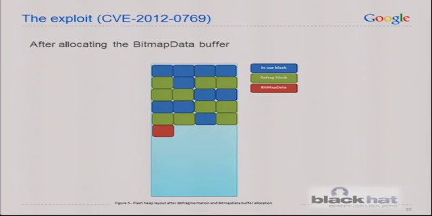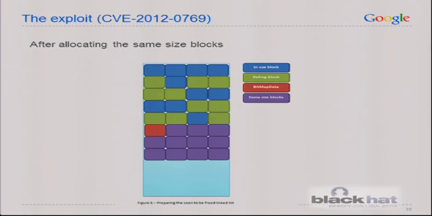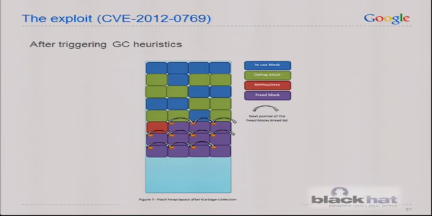Later on, I allocate the object that I'm going to use for the vulnerability. Again, the object contains a BitmapData buffer, and I'm going to perform the histogram on that BitmapData buffer. What I'm going to do is allocate same size blocks after the BitmapData buffer, and I'm going to trigger a heuristic on Flash to free those blocks. Remember, I'm looking for processes where I can reliably allocate memory, reliably free it, allocate objects, and heap spray. So Flash is the perfect thing. So I'm going to trigger the garbage collector heuristics.